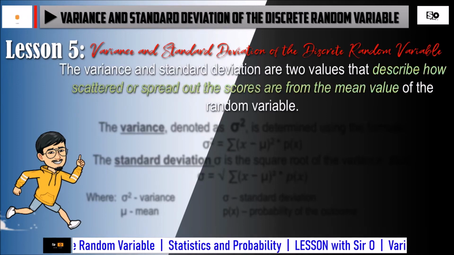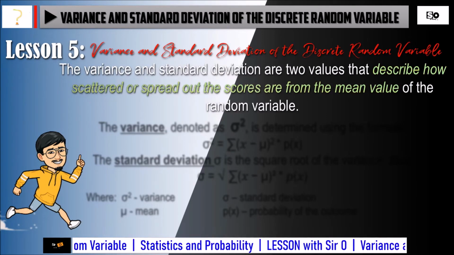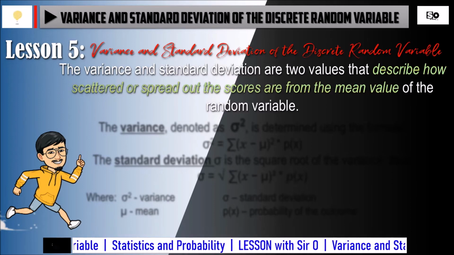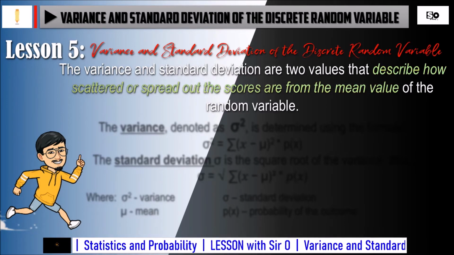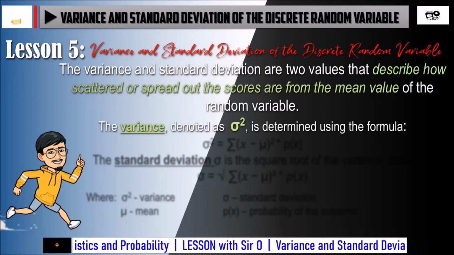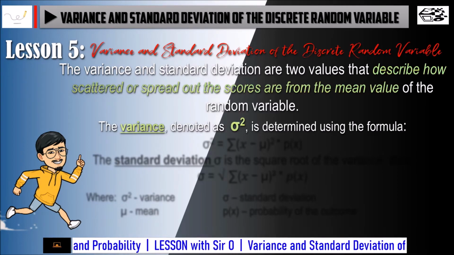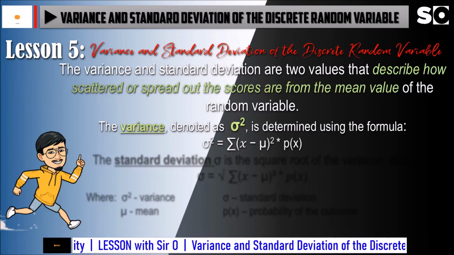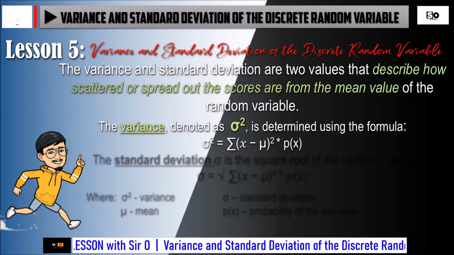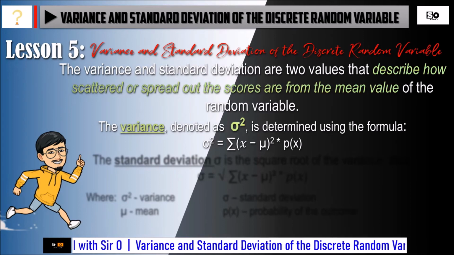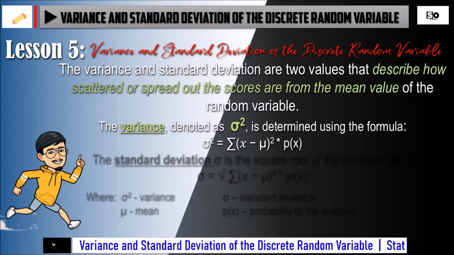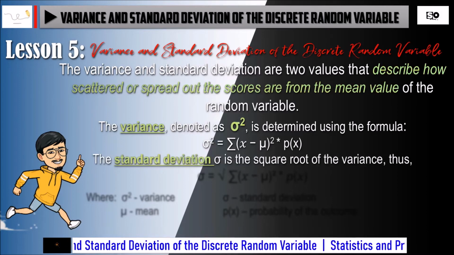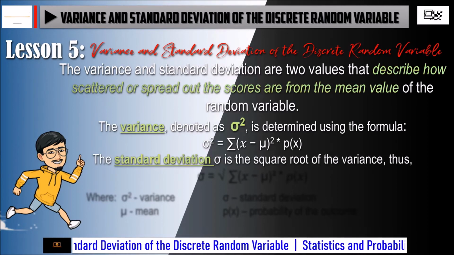The variance and standard deviation are two values that describe how scattered or spread out the scores are from the mean value of the random variable. The variance, denoted as sigma squared, is determined using the formula: variance is equal to uppercase sigma, the summation of the quantity x minus lowercase mu, or the mean, squared, multiplied by p of x. The standard deviation is the square root of the variance.